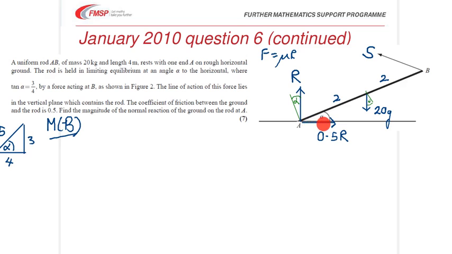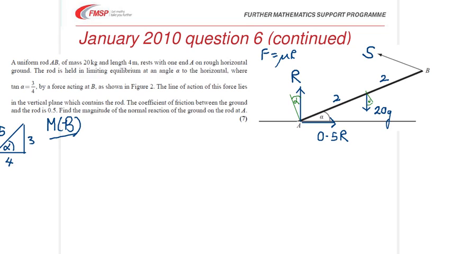0.5 R, the frictional force, gives 0.5 R sine alpha in this direction. And again, 0.5 R cos alpha goes along the rod. And for the 20g, it'll be 20g cos alpha in this direction. So it's important to draw a good diagram, show the angles clearly.